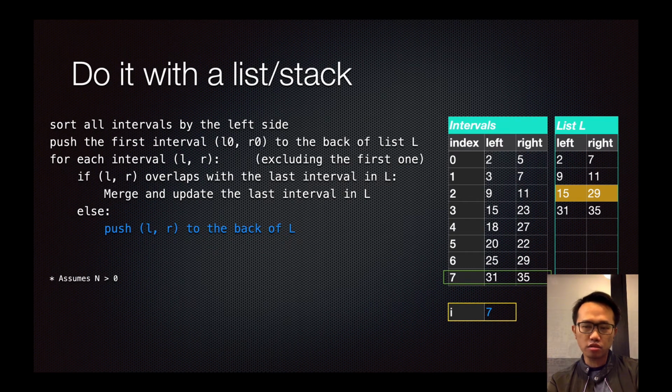And now I want you to take a look and notice how whenever you push an interval to the back of a list, you do it only when this interval doesn't overlap with the one immediately before it. And because the left sides of the intervals are sorted, it also follows that this interval you're about to push to the back doesn't overlap with all the other intervals before it.